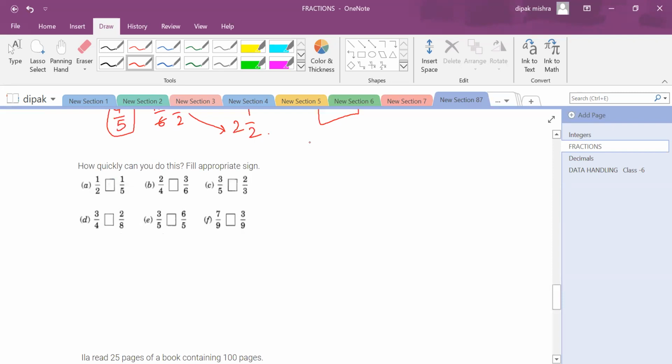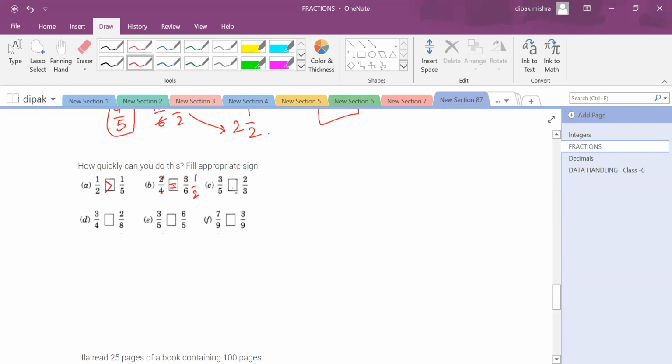Next question, how quickly can you do this? So if the numerator is the same and the denominator is changing, the more the denominator, the lesser the fraction. So 1 by 2 is more than 1 by 5. 2 by 4 and 3 by 6. 2 by 4 is 1 over 2. 3 by 6 is 1 over 2. So it will be the equal to sign. Both of them are 1 over 2.